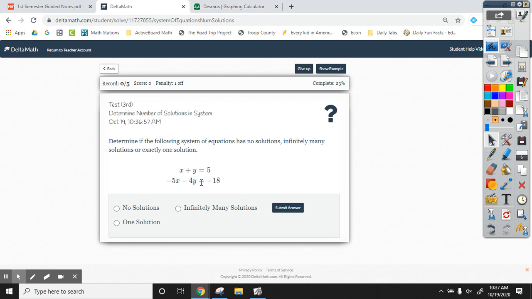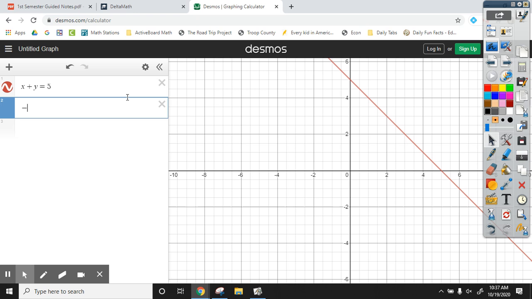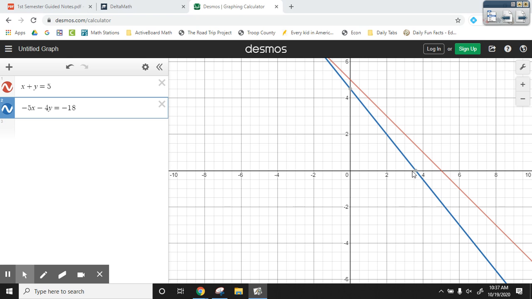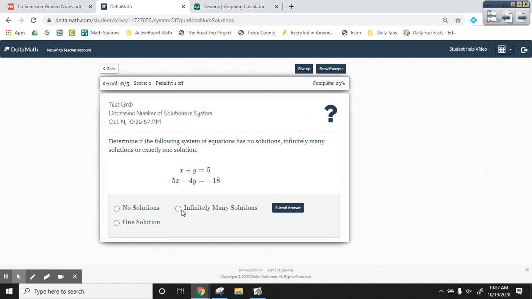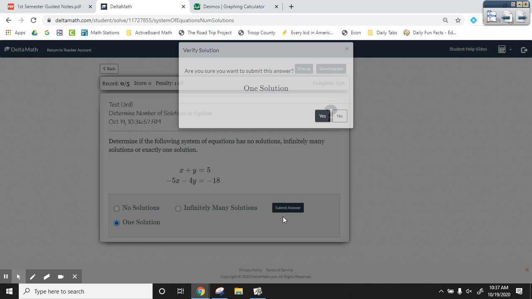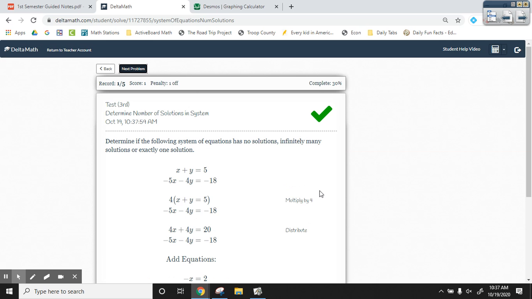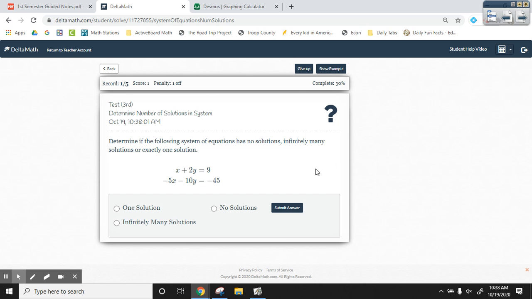Then you go to this one, negative 5x minus 4y equals negative 18. You can split screen yours. Okay, so are these parallel lines or are they the same line? Nope. So we know that they're going to cross somewhere. They cross right here. That means how many solutions do we have? 1 solution. So you have 5 of those. So go ahead and get started on your Delta Math, and you should be able to finish it today.